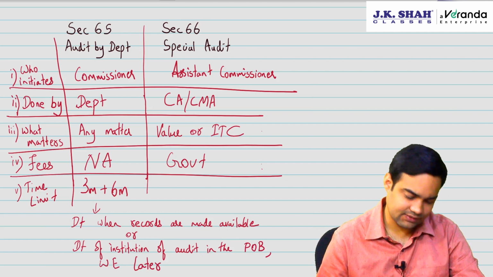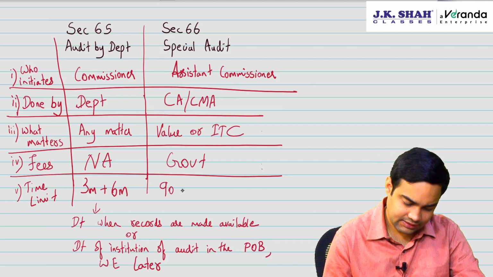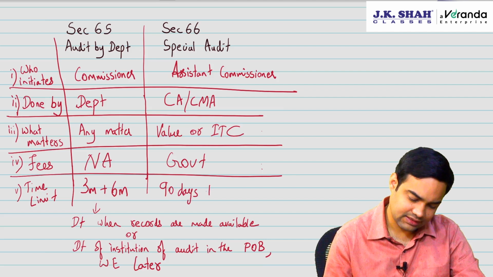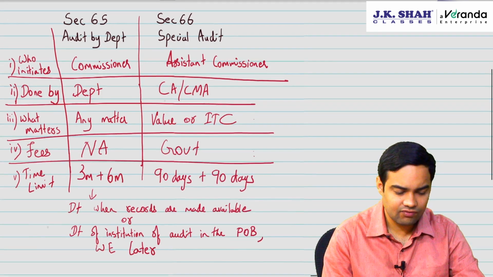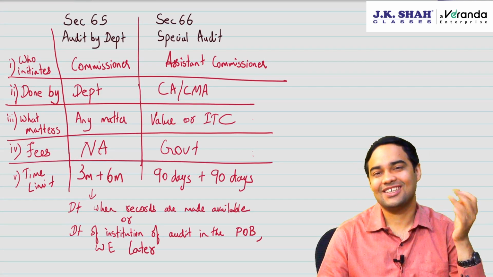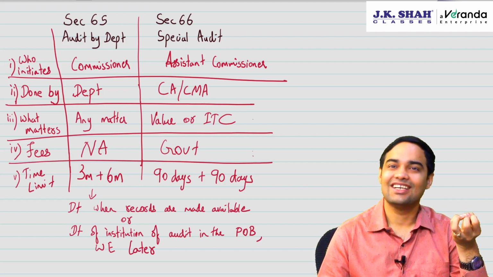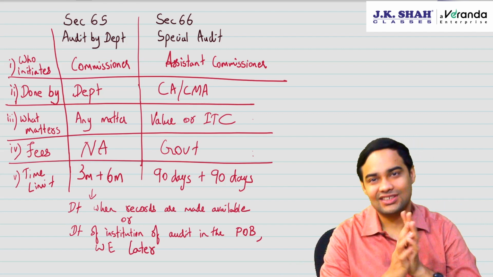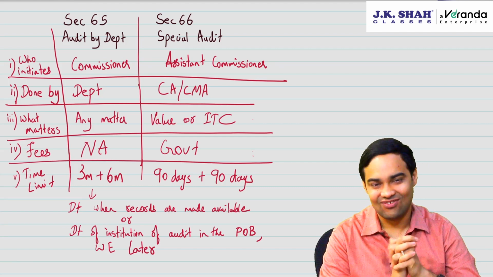Careful about these wordings. Special audit 90 days plus an extension of 90 days. What will be the result of this audit and special audit? Obviously, the result of this special audit or audit will be notice under 73 or 74, because all roads from here lead to notice under 73 or 74.